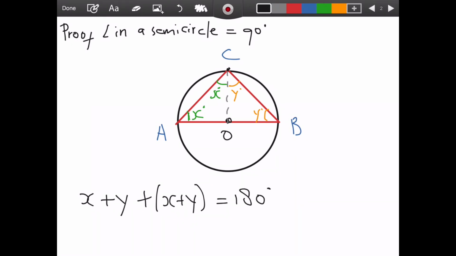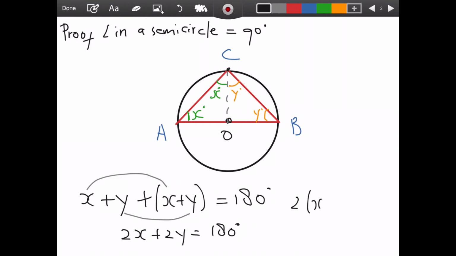So now what do we get over here? X and X, 2X, Y and Y, 2Y, right? So we can put it that way: 2X plus 2Y is equal to 180 degrees. Now we can take out the 2, factorization. So it will be 2 times (X plus Y) is equal to 180 degrees. Then X plus Y is equal to 90 degrees.